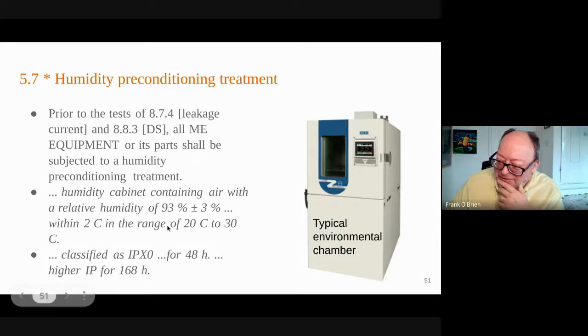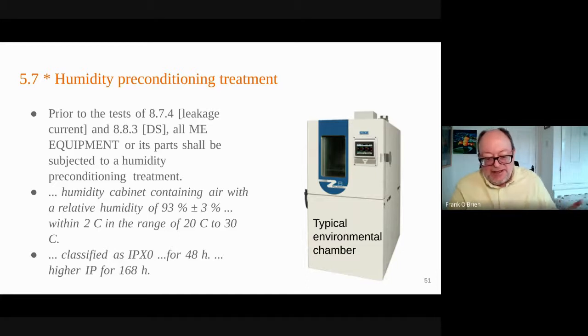Preconditioning: there's a 93% humidity environment at a temperature that's appropriate. It's flexible. I suppose when you take it out, you don't want a lot of condensation. So you would set that so the equipment is warmer than the room, right? If the equipment came out colder than the room, you'd get condensation. So you set that so that it comes out warmer.